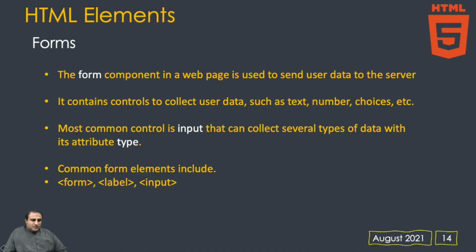The most common control in the form is the input control, or the input tag. Several types of data can be collected with the input tag depending on the type attribute. We actually have several values for the type attribute. We will see them in the code. Common form elements are form, label, input, select, etc. So that's it for the slides.